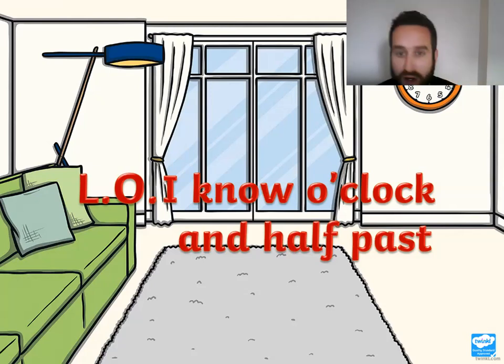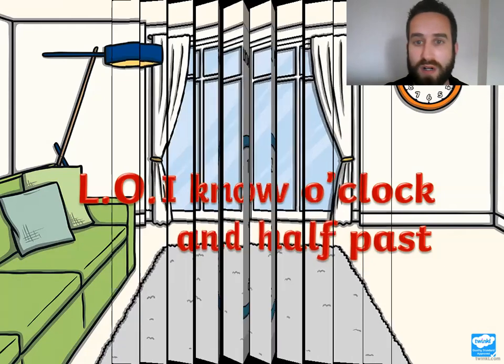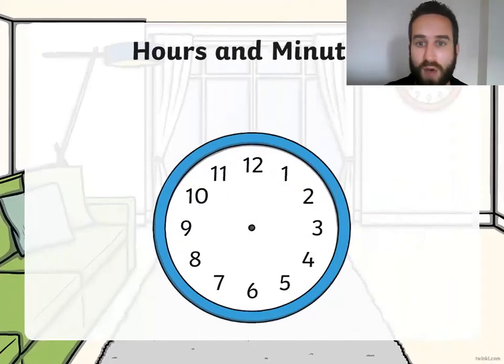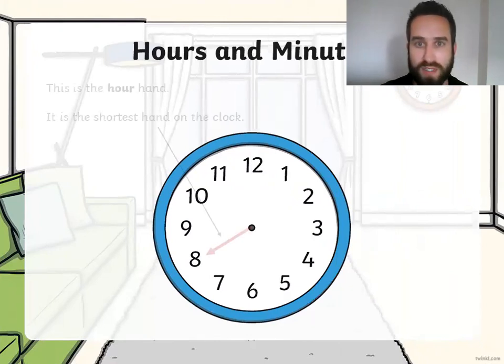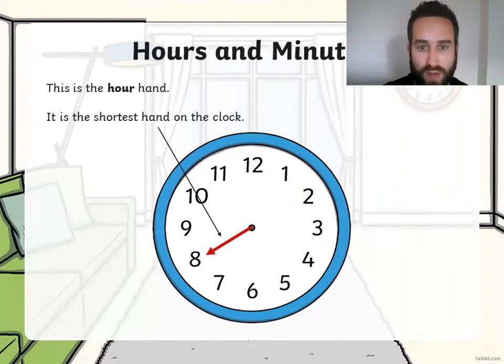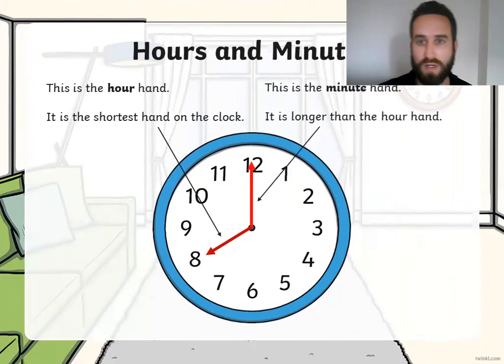All right, so I know a clock and half past. The hours and minutes. This is very, very easy stuff. I'm sure all of you remember this. This is the hour hand. It is the shortest hand on the clock. This is the minute hand. The minute hand is the long hand on the clock. So, the hour is the short, and the minute is the long.